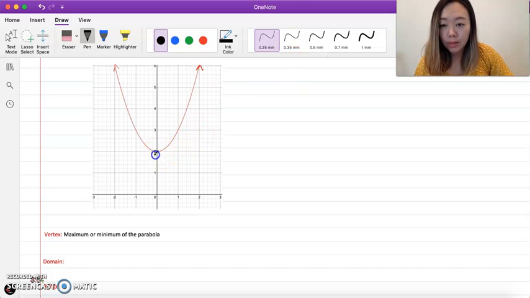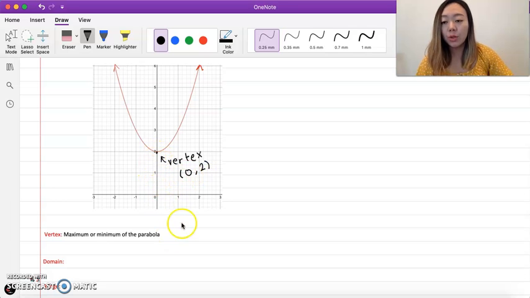And that point, oops, sorry. Let me make it neater. This point right here is the lowest point of the graph. So this is called the vertex. The vertex of the parabola. And this point is at 0, 2, right? Your x is at 0, y is at 2. So our vertex is 0, 2. So I'm going to go ahead and write that over here.